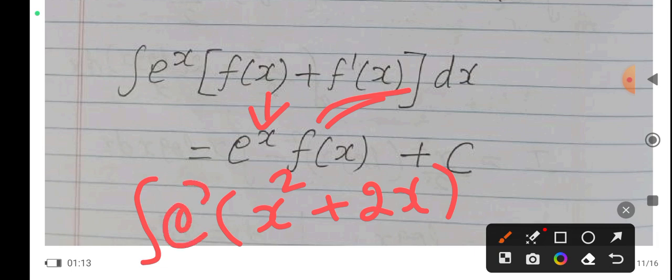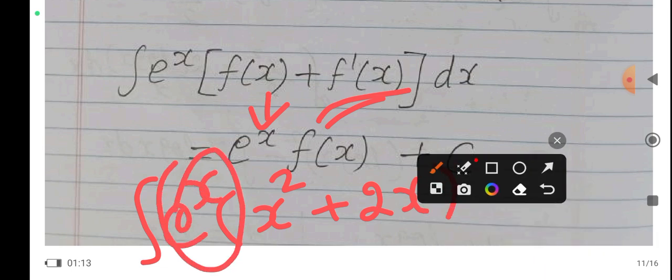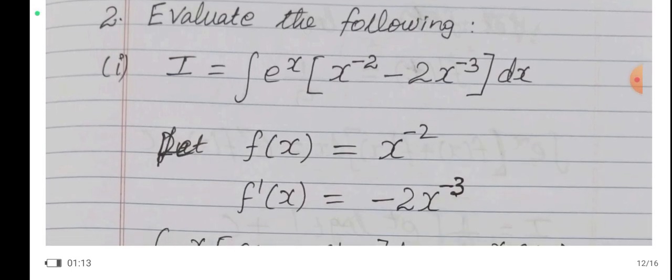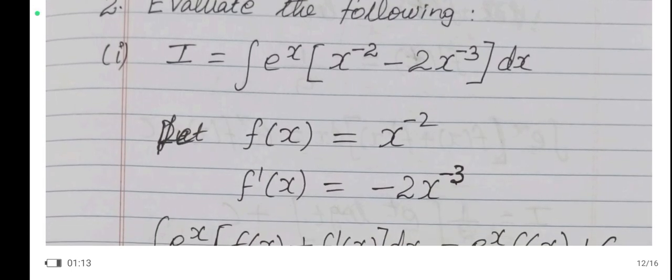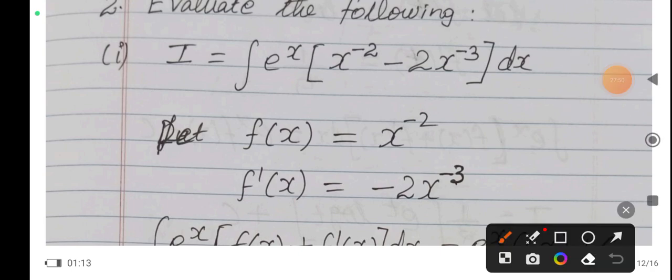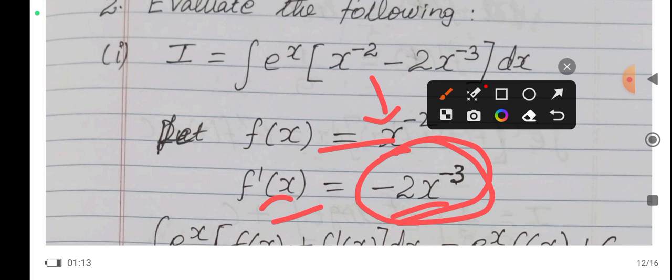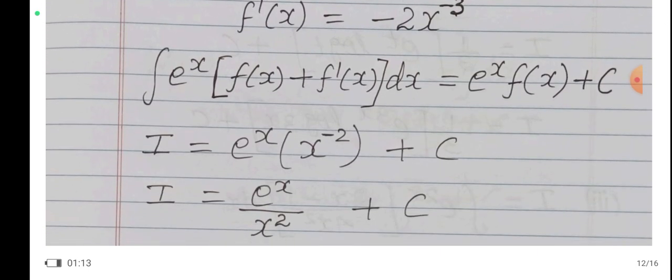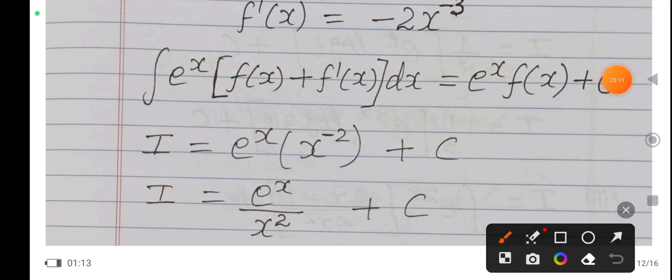Integral e power x should not be. So that sense it is there now. We can get like that. So as I said here, easiest sum: I equals integral e power x into x power minus 2 minus 2x power minus 3. So x power minus 2 we had considered as f of x, so that you differentiate f dash of x, nx power n minus 1, minus 2x power minus 3. So we are getting it as the formula e power x f of x plus f dash of x equals e power x f of x plus c.